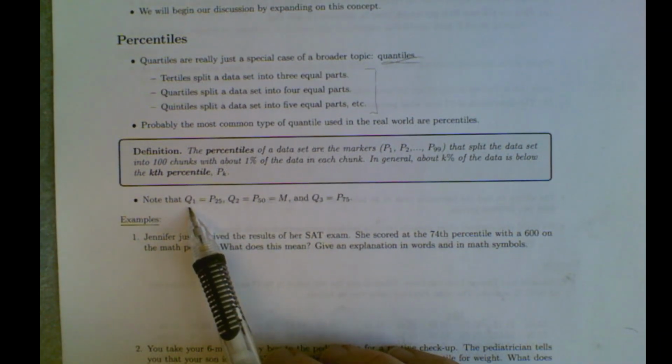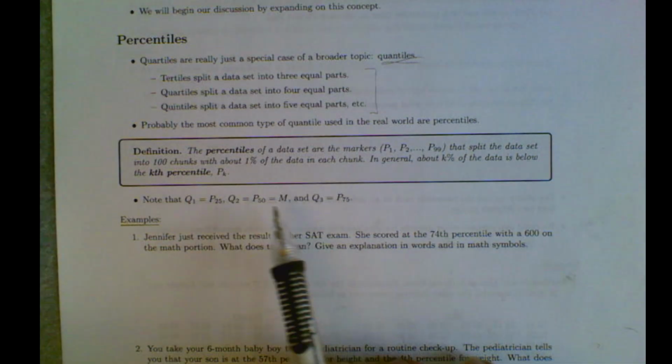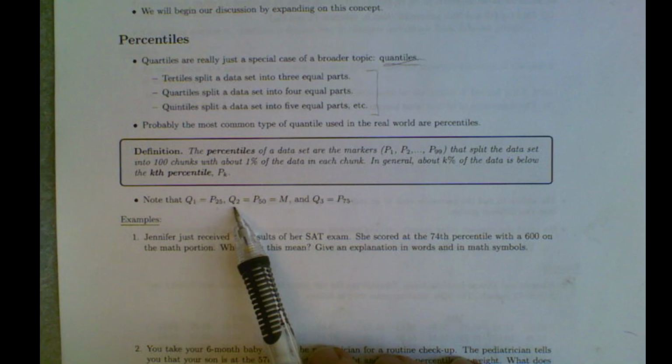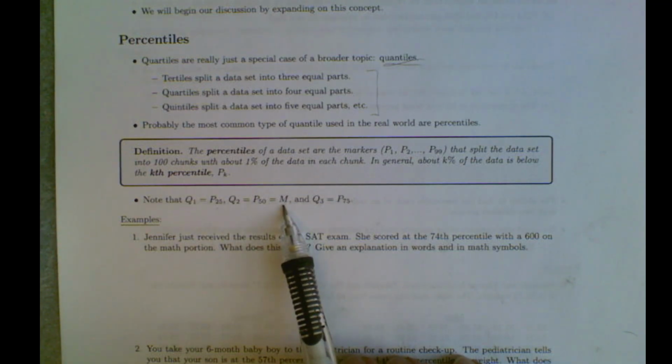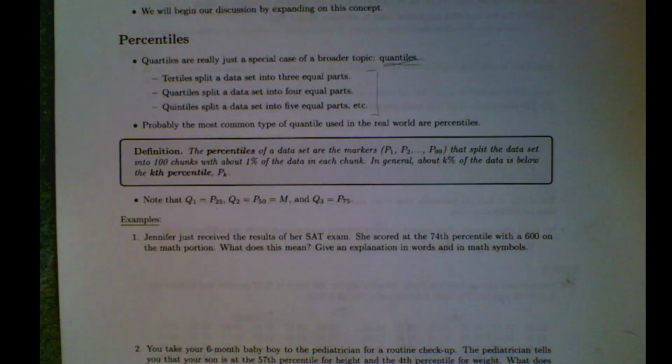Now, you may recall that the first quartile has 25% of the data below it, and so Q1 would be the same thing as P25. In a similar way, Q2 has 50% of the data below it. That makes it the same as the median, and both of those things are equal to the 50th percentile. And then finally, Q3 would be equal to the 75th percentile.